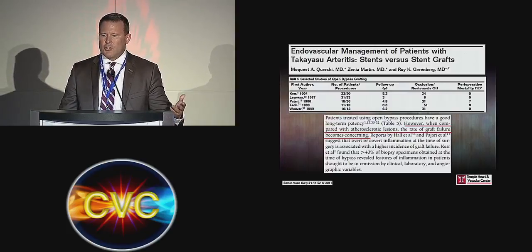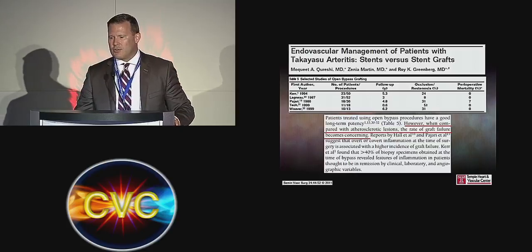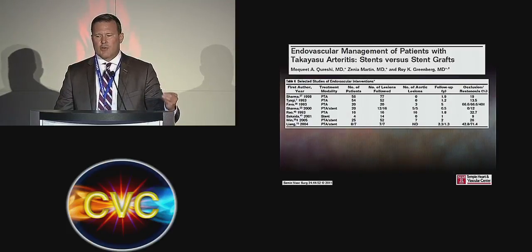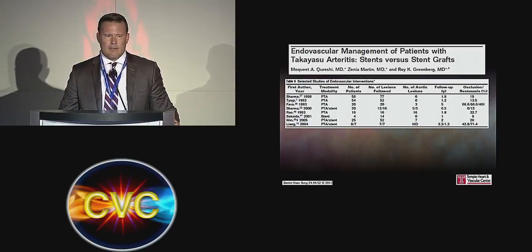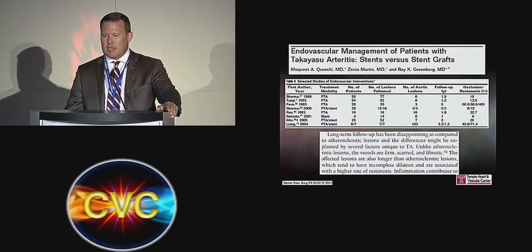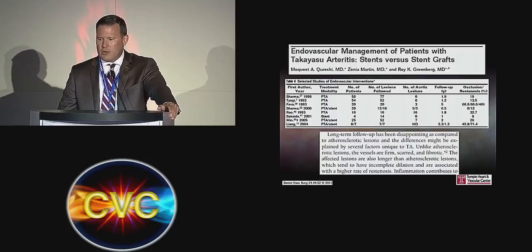They reviewed the literature and said that when compared with atherosclerotic lesions, the rate of intervention for Takayasu's had a greater rate of graft failure, which does become concerning. But you actually have to treat these patients in the non-active phase, so it's really important to treat them medically before you intervene. And they said, in also reviewing the literature, that long-term follow-up has been disappointing as compared to other atherosclerotic lesions, and the differences might be explained by several factors unique to Takayasu's arteritis.